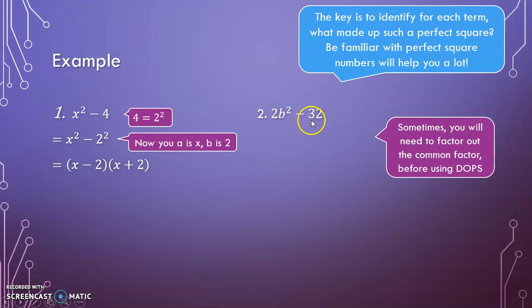So what we need to do is factor the common factor out, and then we can see if we can use DOPS. Okay? So in this case, when we factorize 2 out, whatever has been left in the bracket is b squared take away 16. They don't seem to have a common factor anymore, but we know that b is squared and 16 is 4 squared. So we can factorize this bracket into (b - 4) and (b + 4) using DOPS.